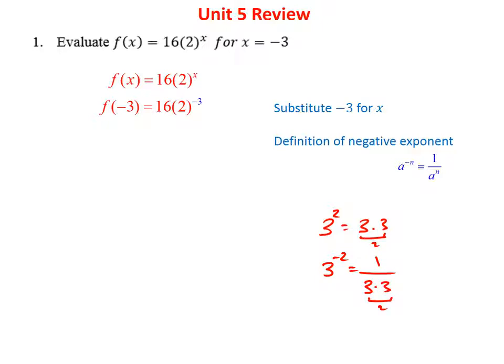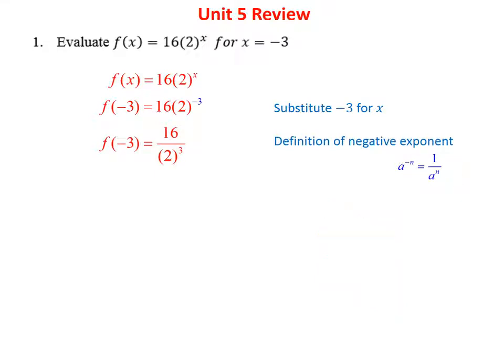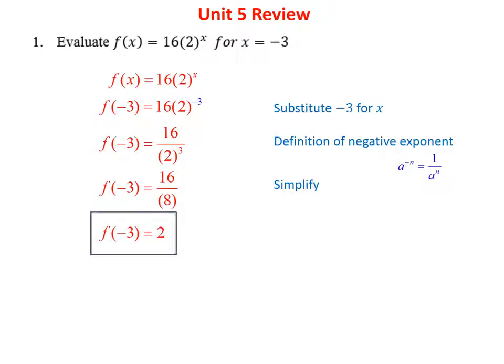So in this case we know that a to the negative n power is 1 divided by a to the n power. In other words, we take the reciprocal and change the exponent to positive. So 2 to the minus 3 power is actually 1 over 2 to the positive 3 power. Well, 2 to the 3 power, 2 times 2 times 2, is 8. So we have 16 divided by 8. So finally we find that f of minus 3 is actually 2, and that's our answer.